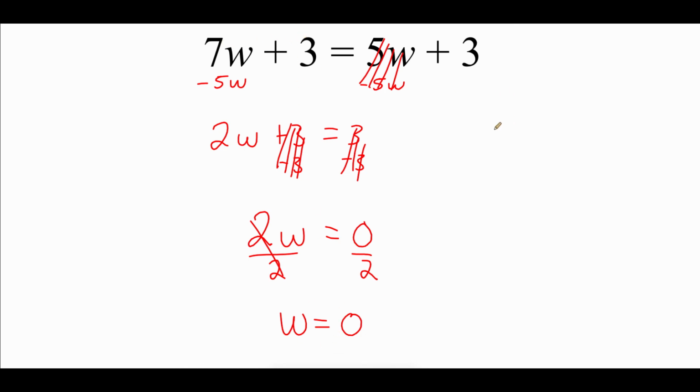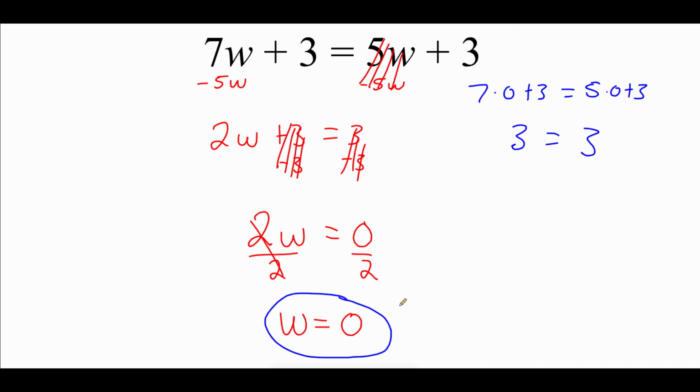So I'm going to go back up to the top and I'm going to plug in 0. So 7 times 0 plus 3 is equal to 5 times 0 plus 3. I'm going to work out the left-hand side first. So 7 times 0 is 0. And if I add 3 to that, I get 3. On the right-hand side, 5 times 0 is 0. Plus 3 is 3. So we get a matching set of 3's, which confirms that 0 is our answer.